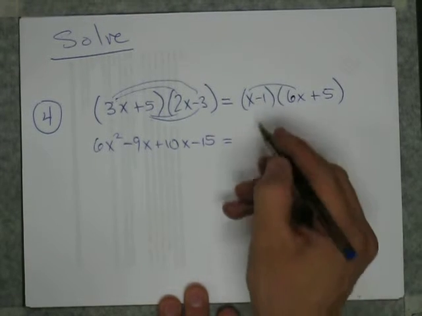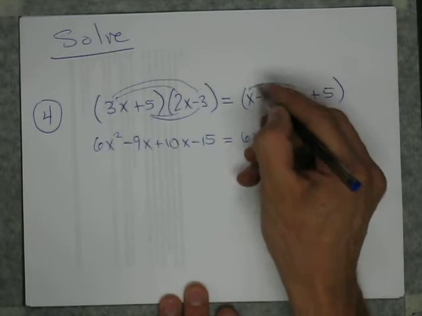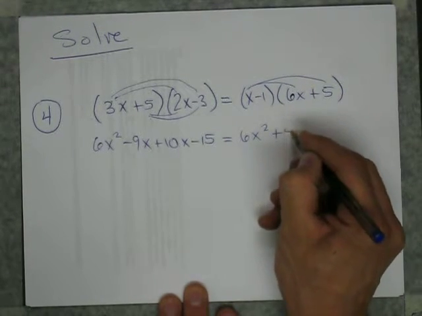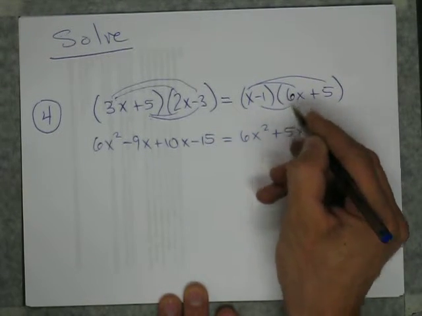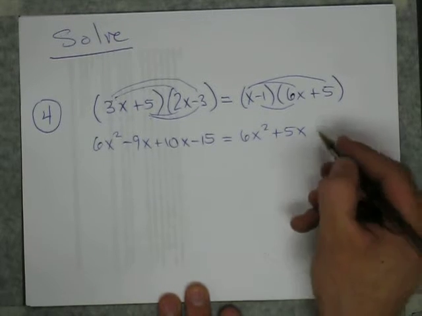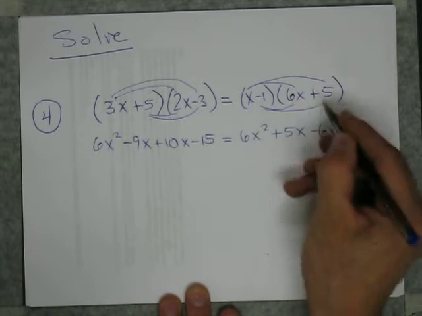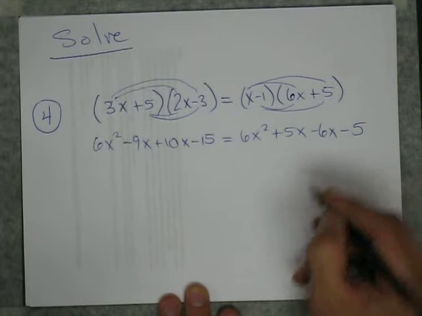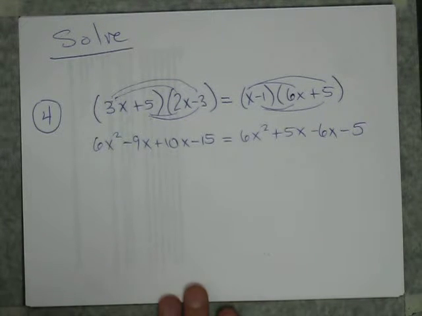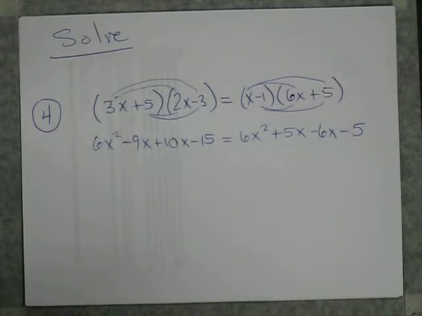X times 6x, 6x squared. X times 5, plus 5x. Negative 1 times 6x, negative 6x. Negative 1 times 5, minus 5. Now, combine your like terms.